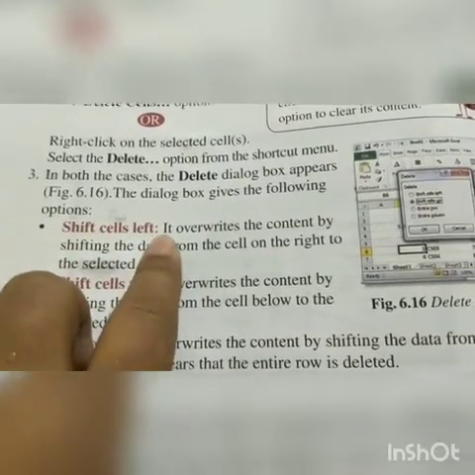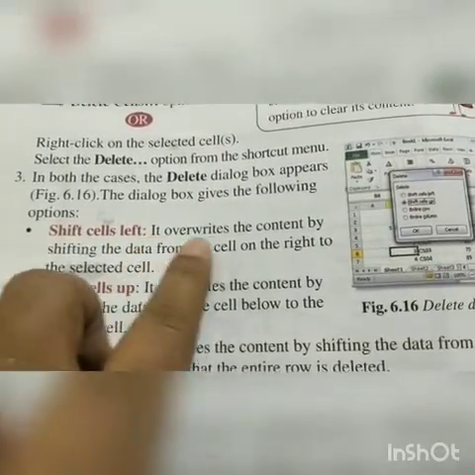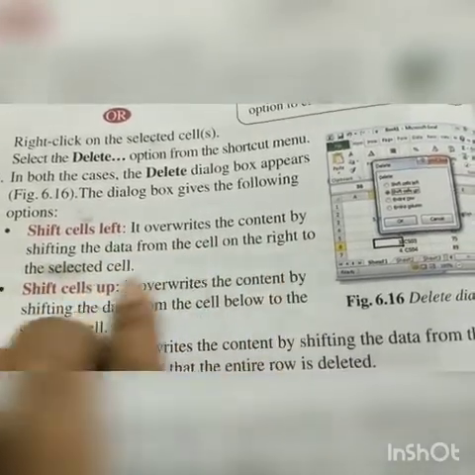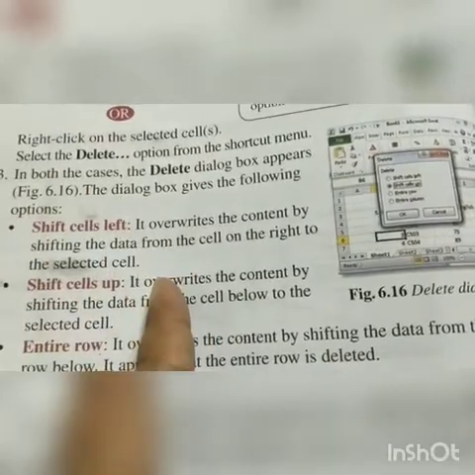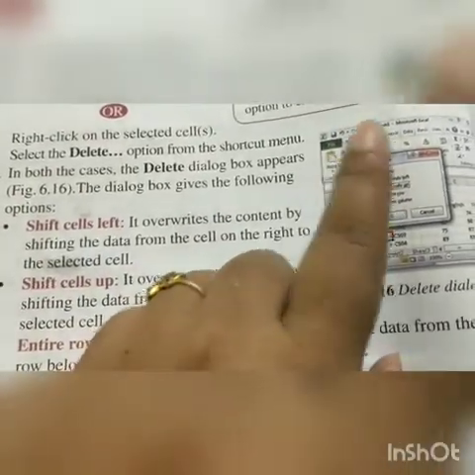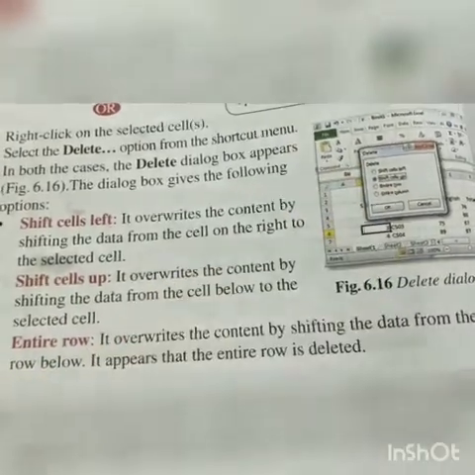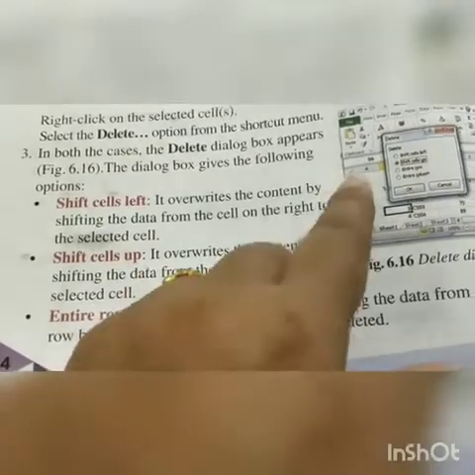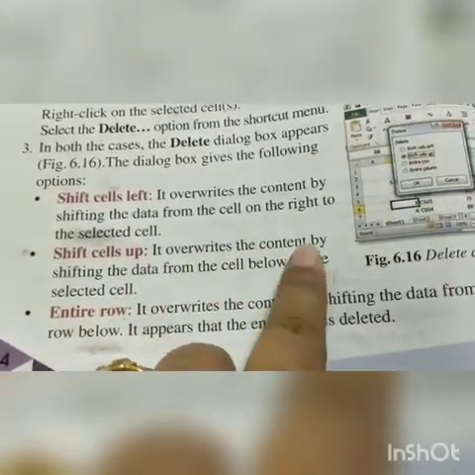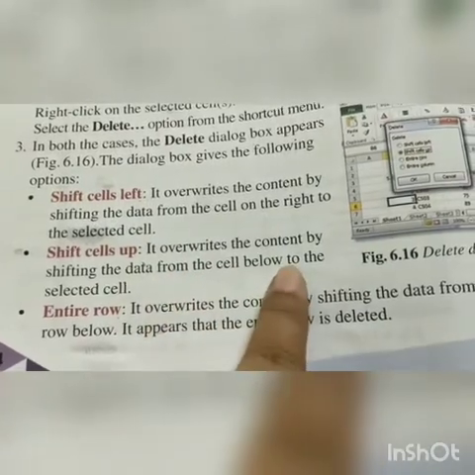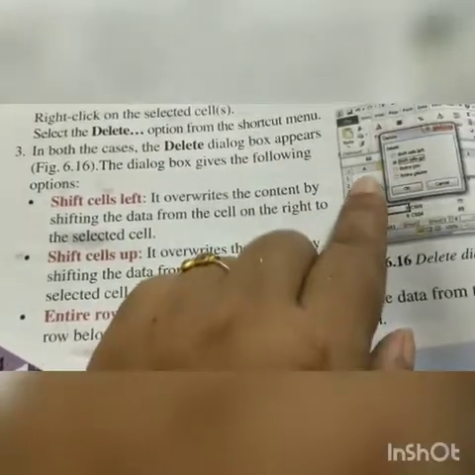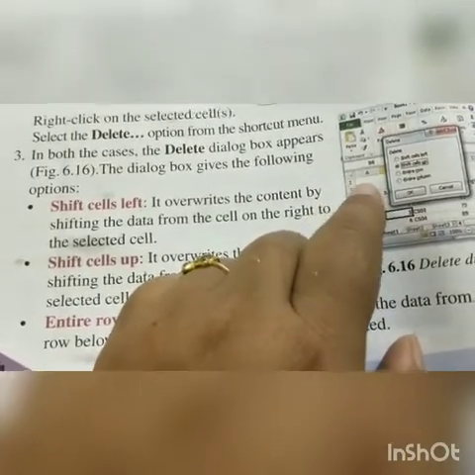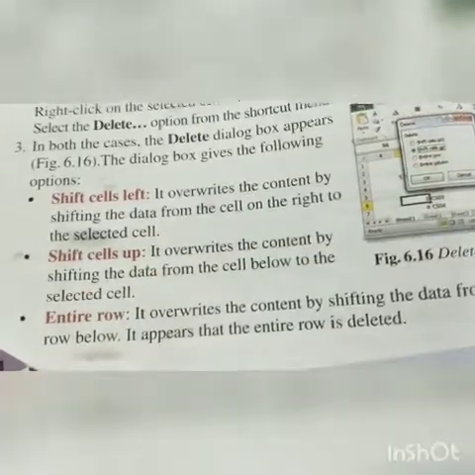Shift cells left: if you choose Shift cells left, it overrides the content by shifting the data from the cell on the right to the selected cell. Whatever cell you are selecting, the data will move to the left from the right side and that one will be deleted. Shift cells up: it overrides the content by shifting the data from the cell below to the selected cell. Suppose you are selecting one, whatever data is there below will move up and that cell below will be blank.